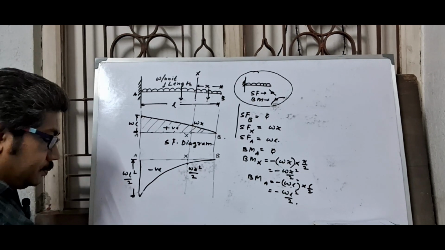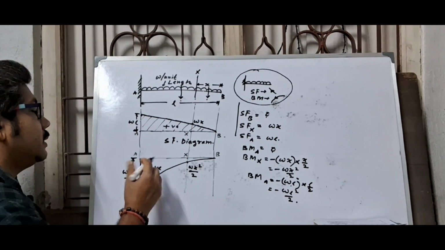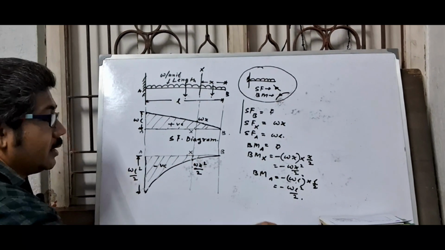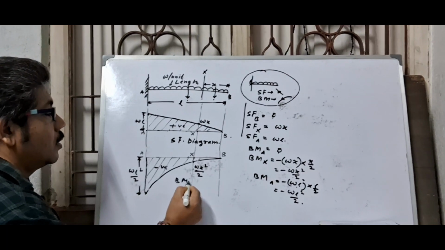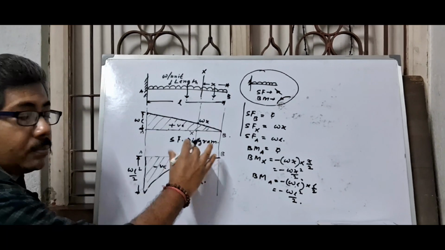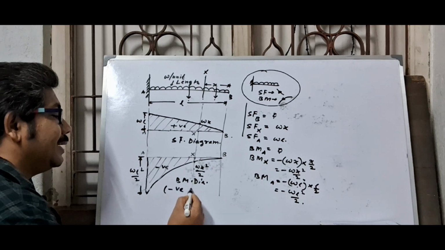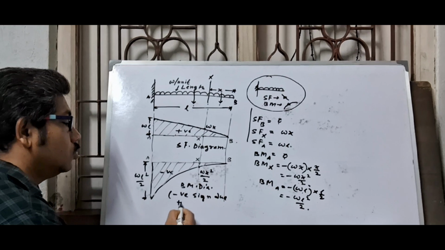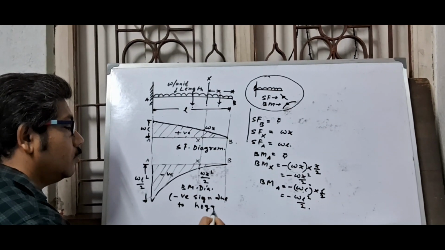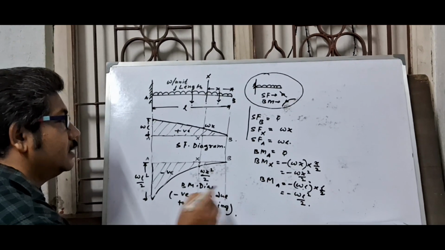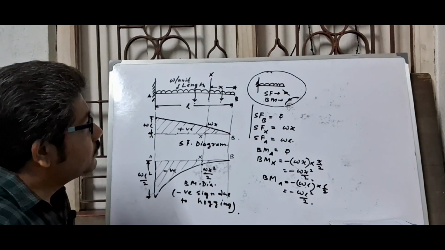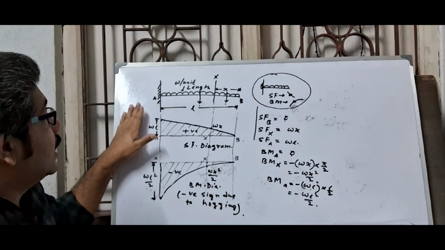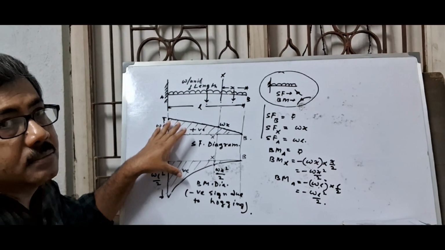This is negative, and the section line. This is the BM diagram of this problem, and the negative sign is due to hogging, because hogging moment is negative. This is the problem. Here you note how the SF and BM diagram is calculated.